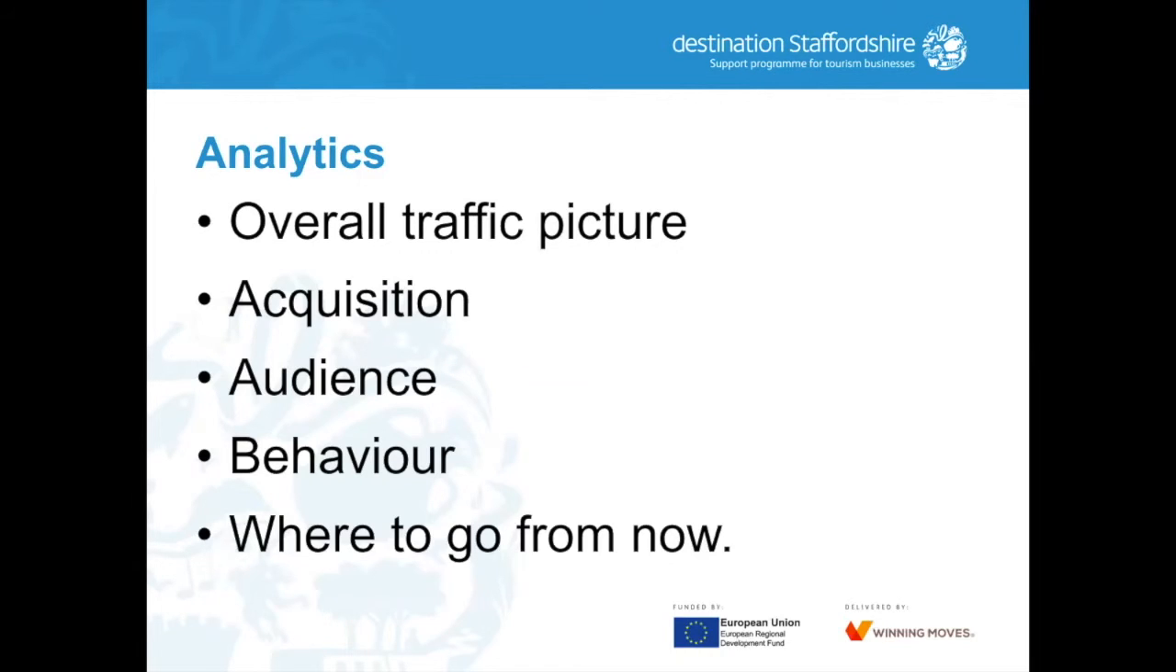So the first thing that you will see on the left-hand side is a menu list of all the different areas you can study within your website. The first one is an overall traffic picture and an overview. As you click onto Google Analytics, it will immediately give you graphs and data about the overall traffic picture within your website, so what's coming into your website. And it will give you 2 different types of information.